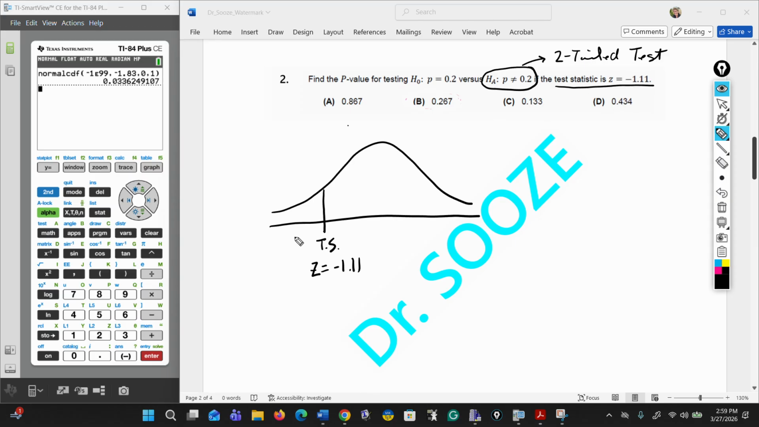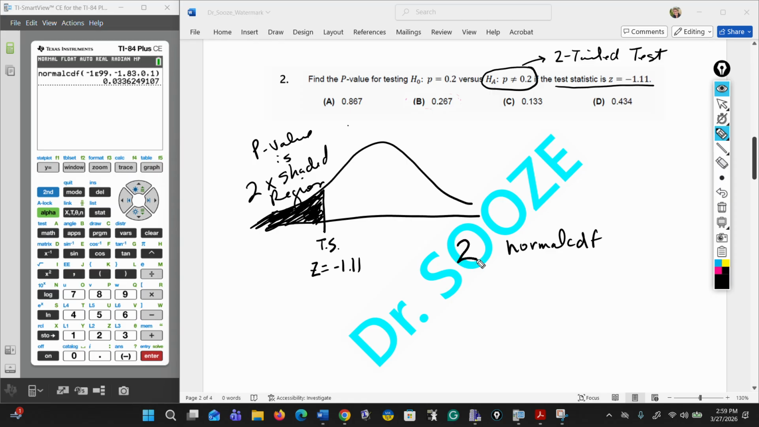Since I have a two-tailed test, my area is going to be 2 times this shaded region. And since my test statistic is a z-score, again, I'm going to use the normal CDF command. Now, what I like to do in my calculator is the 2 times first, so I don't forget. So 2 times the normal CDF, and of course the left z-score, or the lower limit, is minus infinity, and the right z-score, or the upper limit, is minus 1.11.